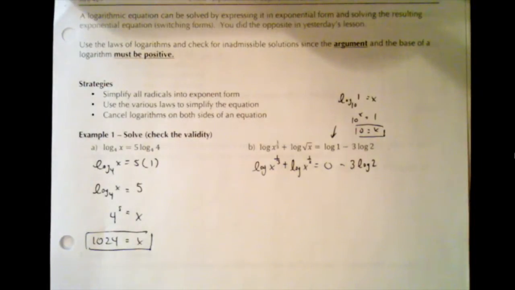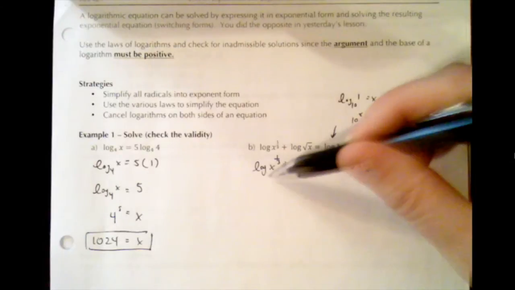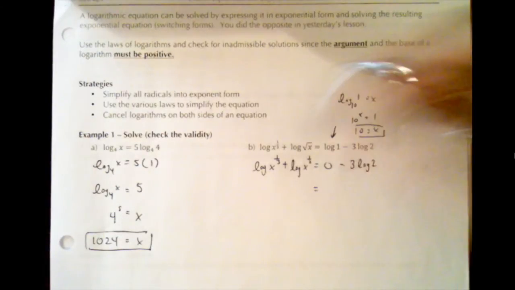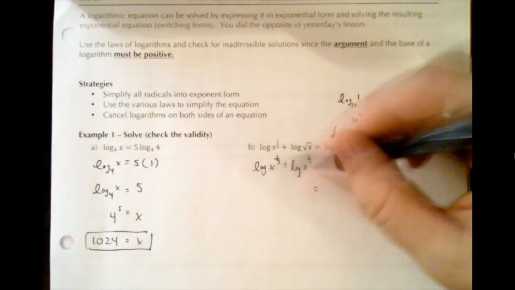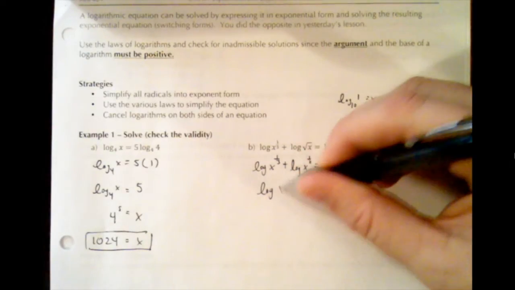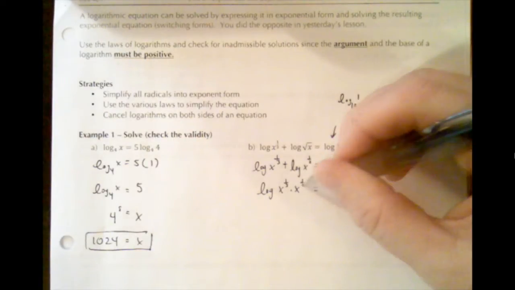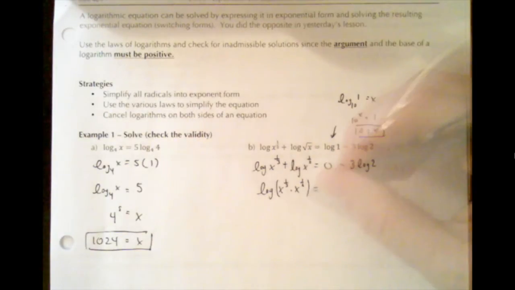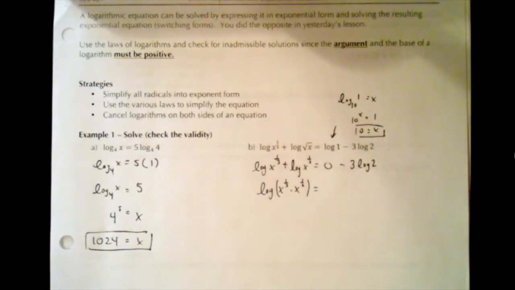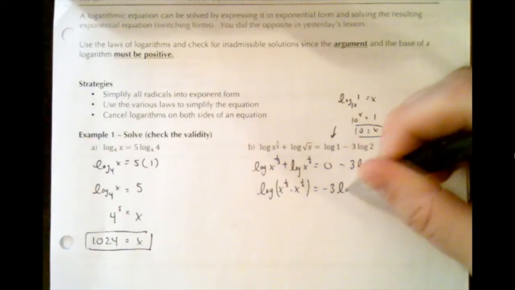1/2. According to our log laws, when we're adding two logs of the same base, both of the common logarithm, we can multiply the arguments or multiply the inputs. So we would get the log of x to the exponent 1/3 times x to the exponent 1/2. I'm going to write that in brackets so you can see that's the entire argument of that log. And on the right side, we have -3 log 2.